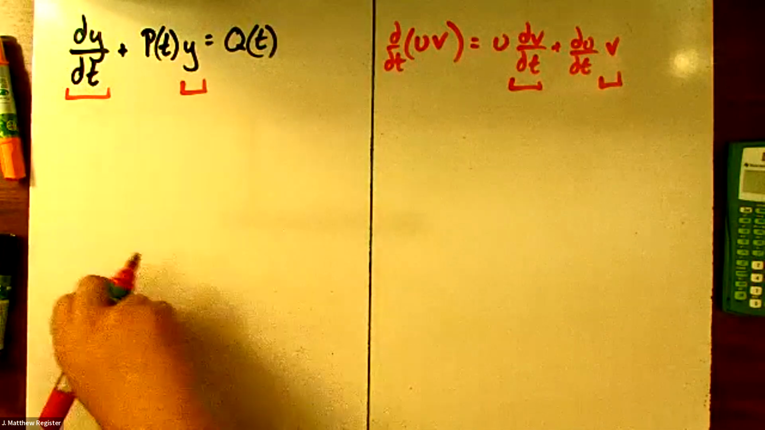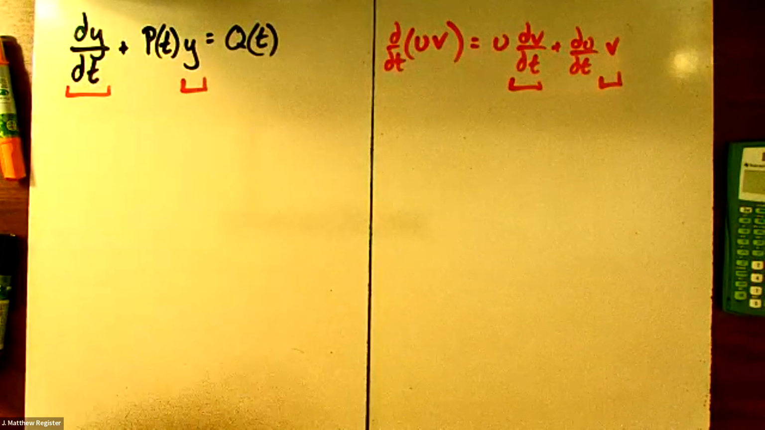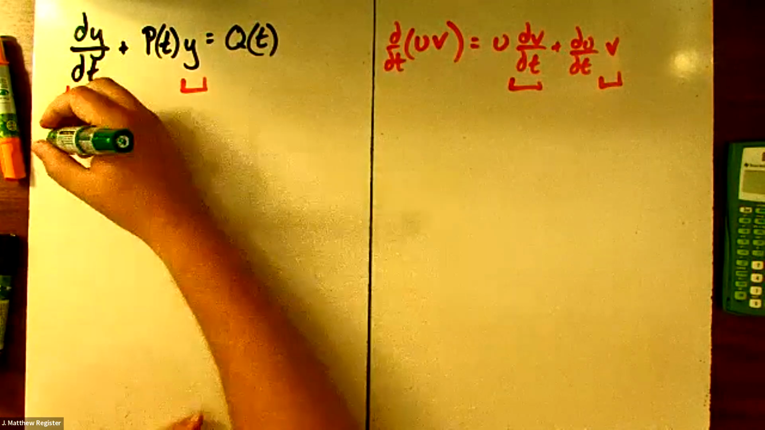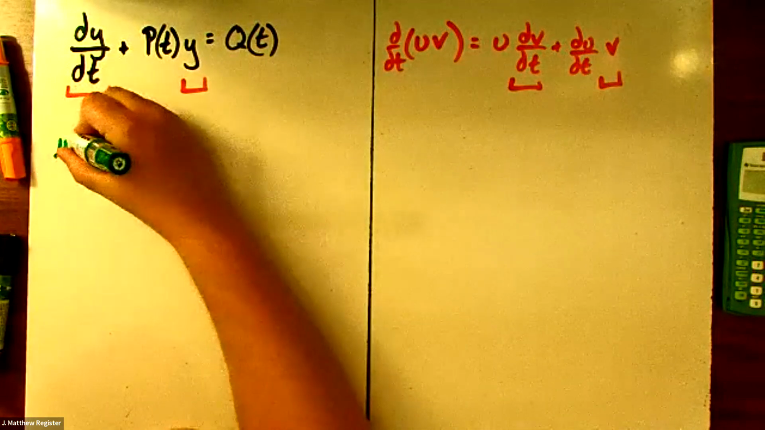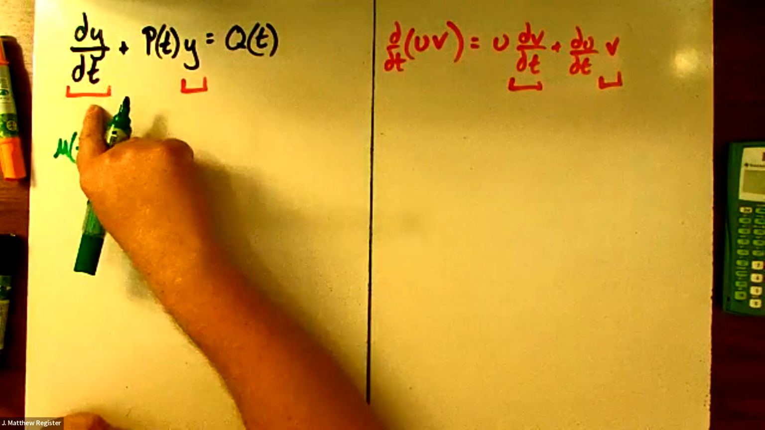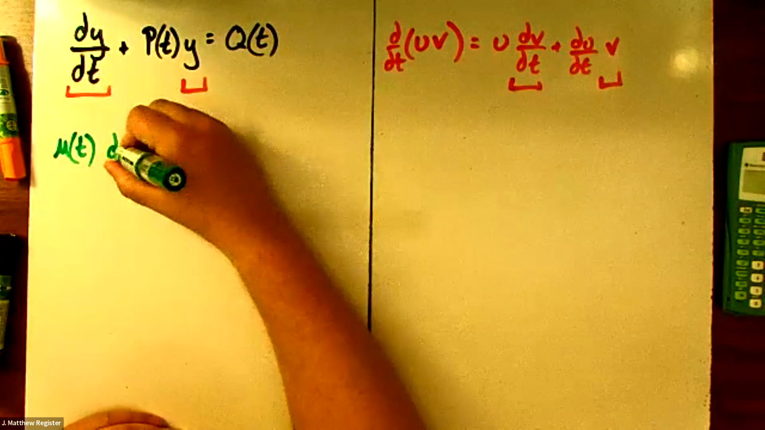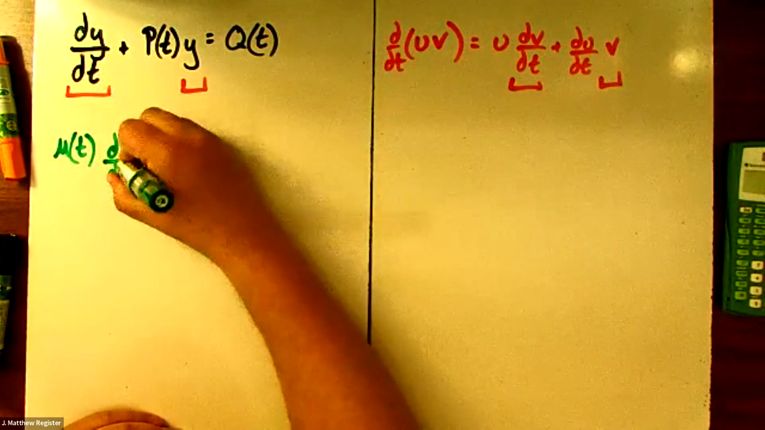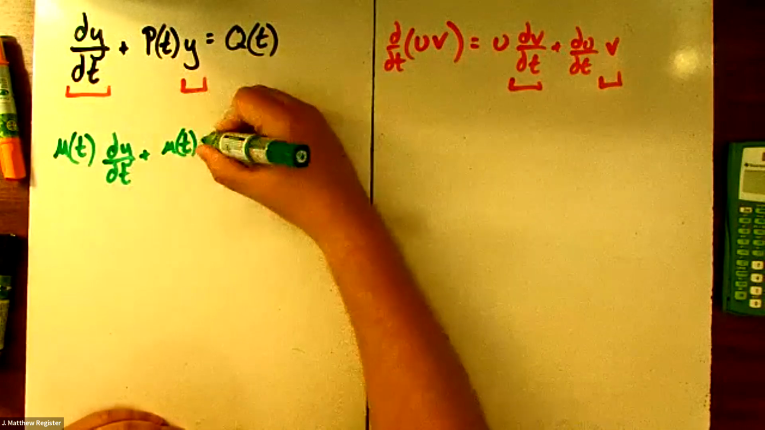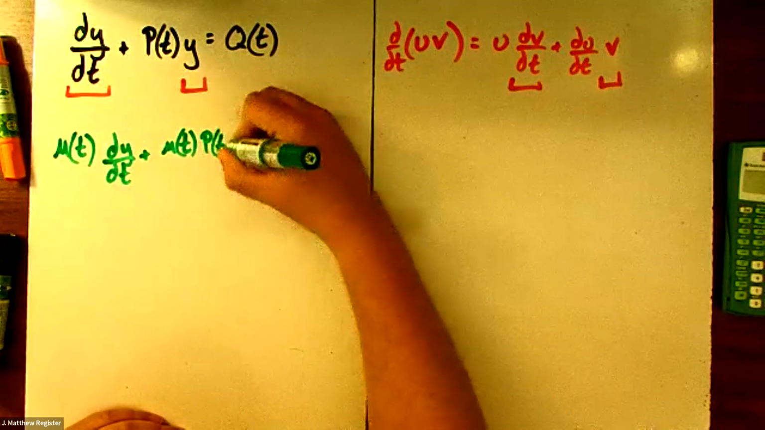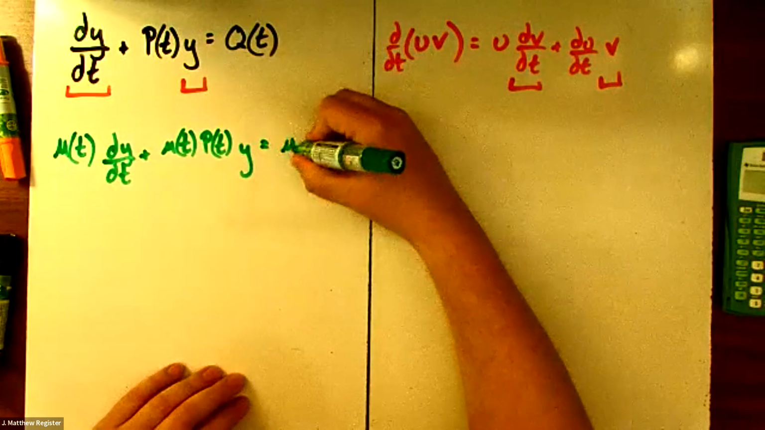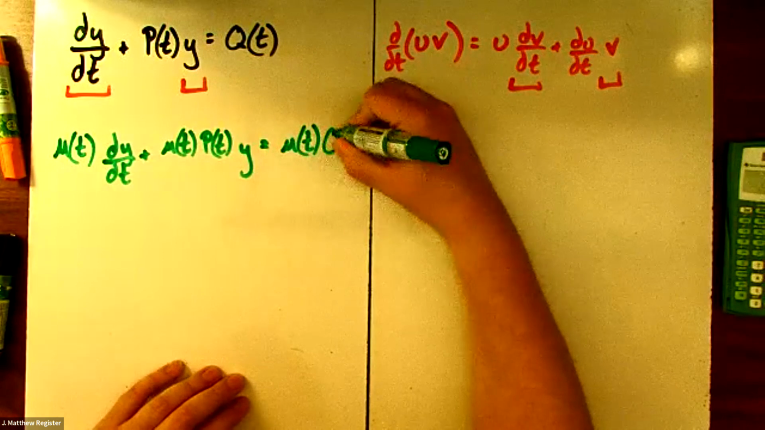And so what we do is we multiply the entire equation by a new function, and we call the function mu of t. We multiply mu of t by this, giving us mu of t times dy/dt, plus mu of t times p of t times y, and then we get mu of t times q of t.